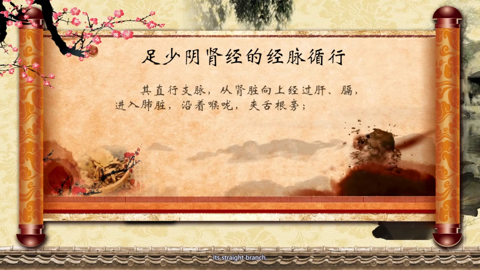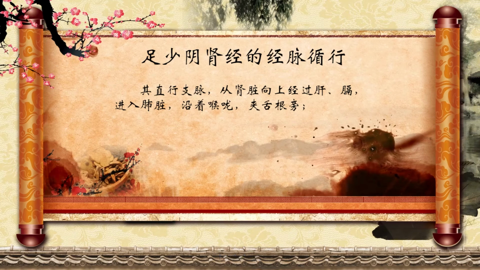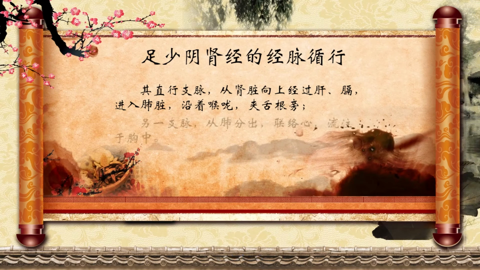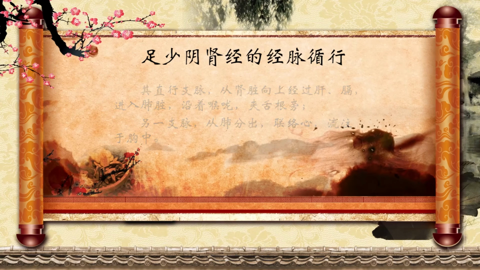Its straight branch starts from the kidney and ascends through the liver and diaphragm into the lungs, follows the throat, up to the bilateral sides of the root of the tongue. Another branch, stretching out of the lungs, connects with the heart and disperses in the chest.